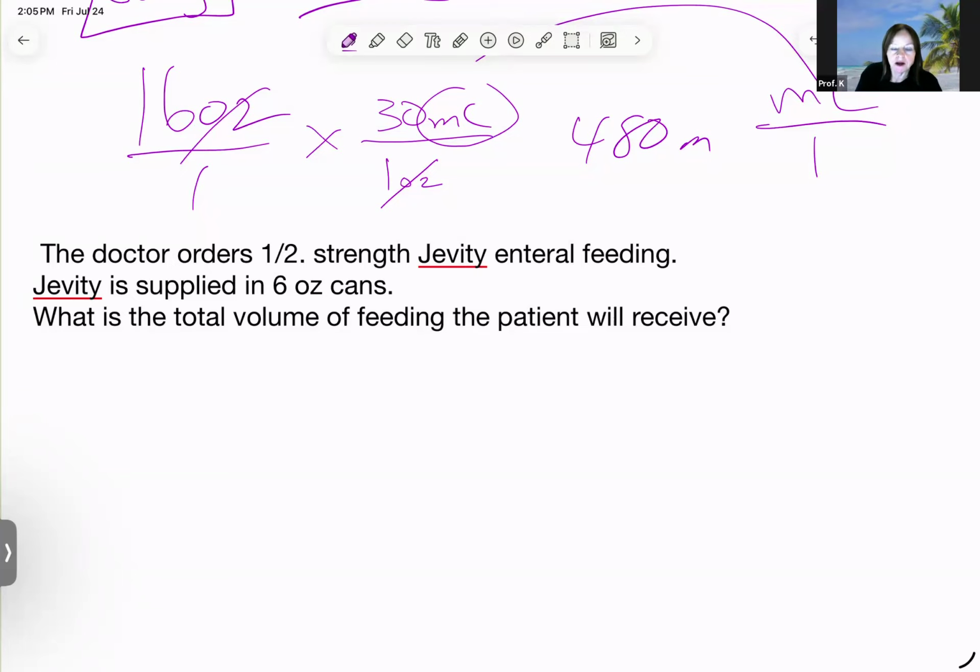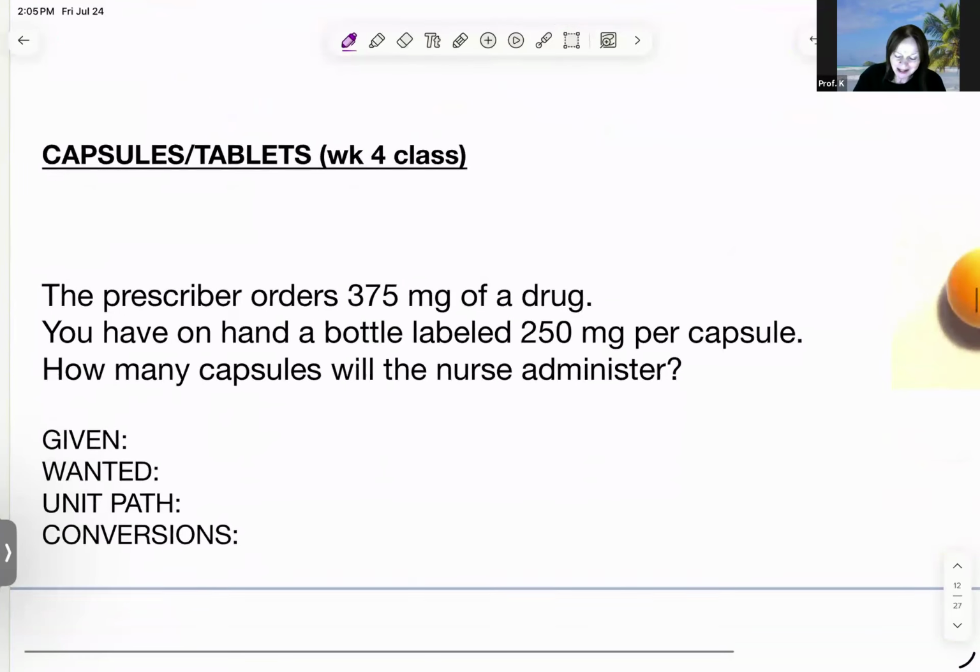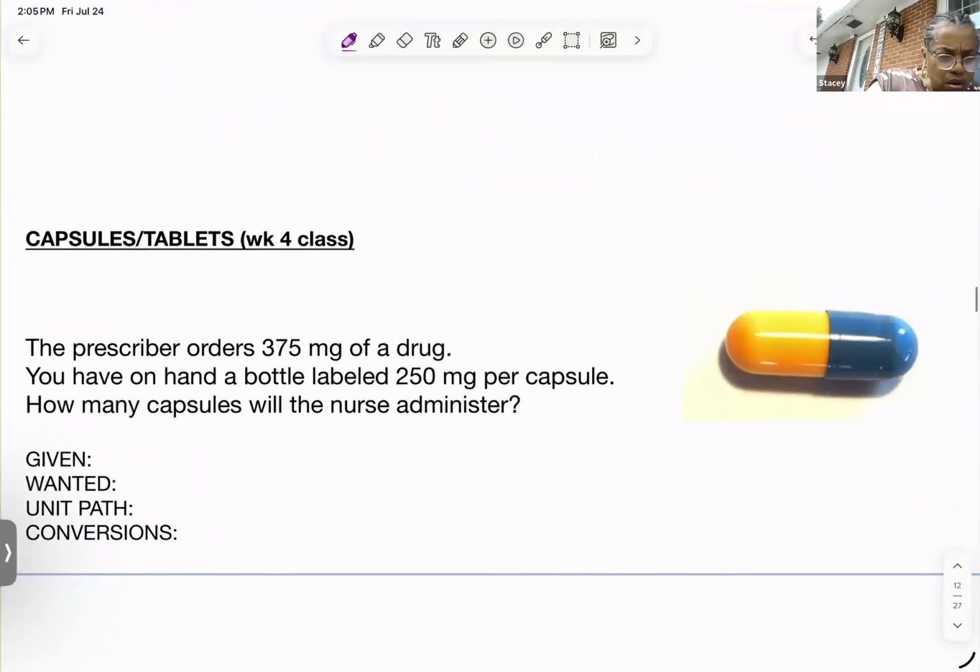It'll become muscle memory. But what you all have to get comfortable with is really taking the time to read your questions. So right now, you've just earned 15 points on your exam. You know how to do intake and output, insulin, and feeding. All right. So make sure you read the questions. Now let's talk about capsules and tablets.